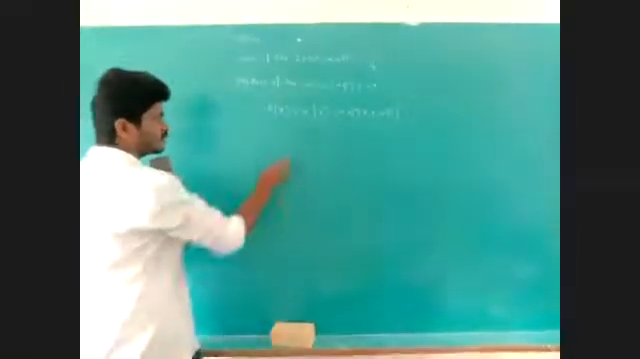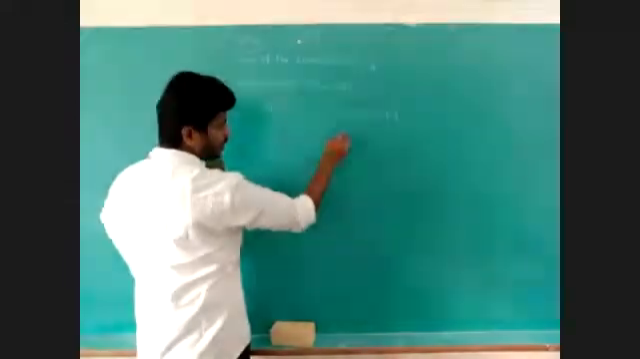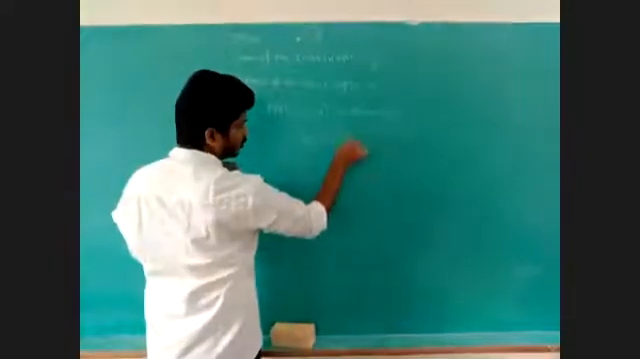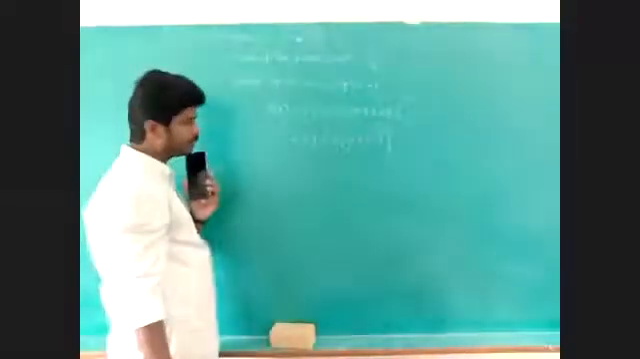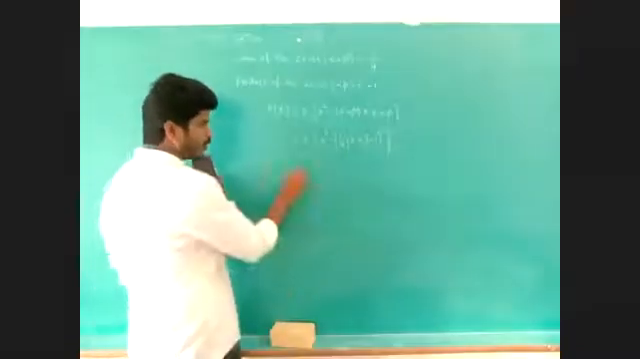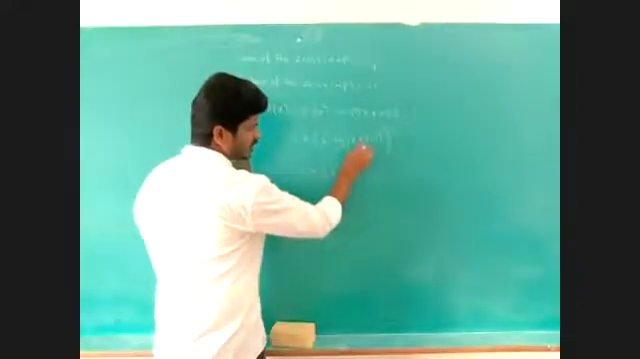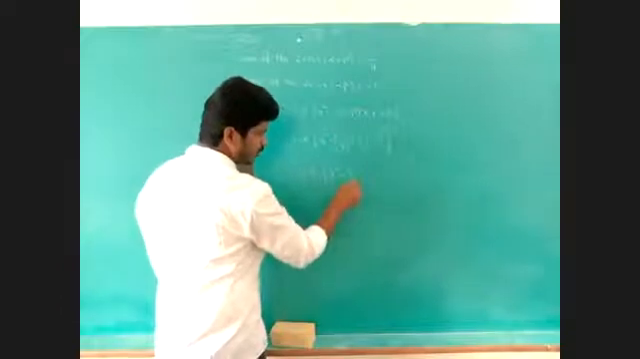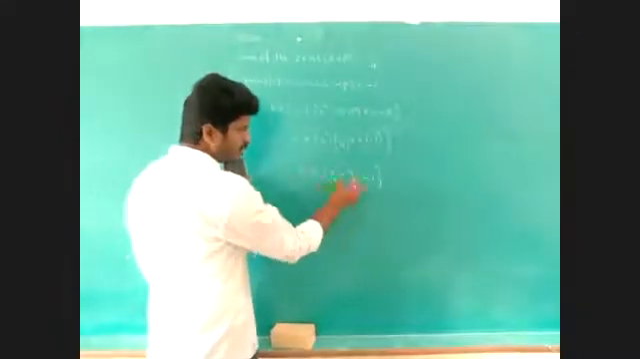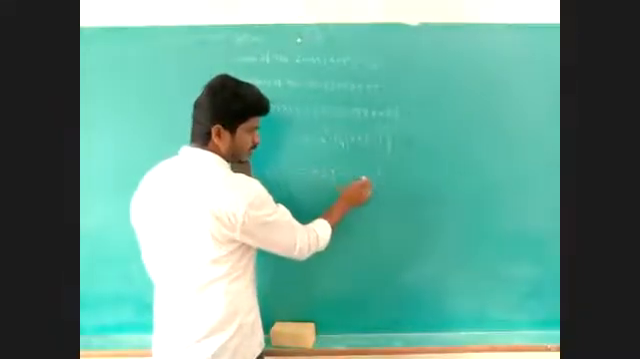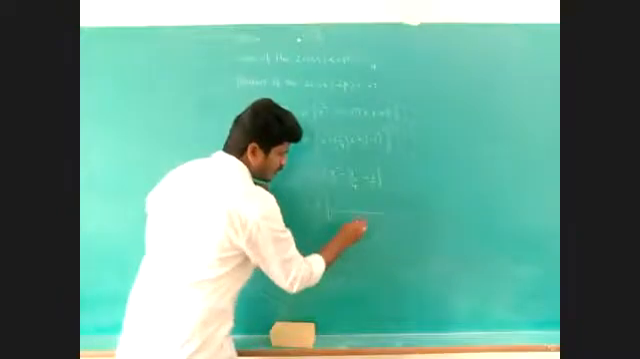That's all. Then substitute: k into x square minus alpha plus beta value, 1 by 4, into x plus alpha into beta value, -1. Is it clear, Amma? Yes, sir. Is it clear this step? Now do the simplification: k into x square minus 1 by 4 into x plus minus 1. Here take LCM. LCM is 4.